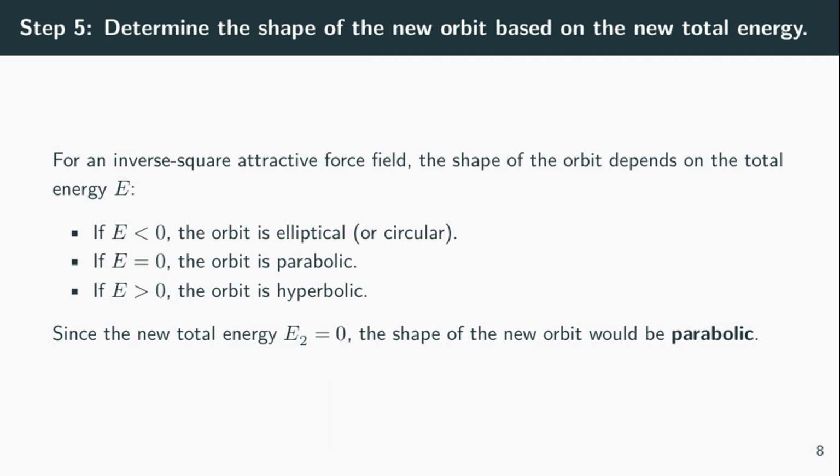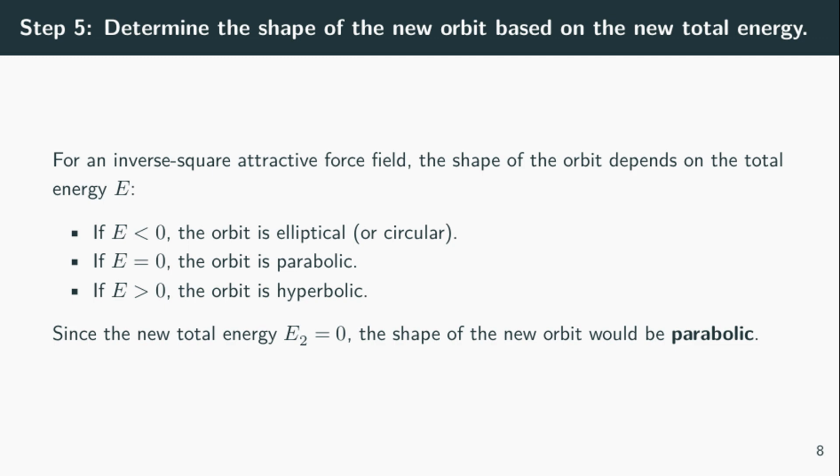Finally, step 5. Determine the shape of the new orbit based on this new total energy. For an inverse square attractive force field, like the new one, F prime vector is still proportional to 1 over r squared. The shape of the resulting orbit is completely determined by its total energy, E. Here's the rule. If the total energy E is less than 0, the orbit is elliptical. A circle is a special case of an ellipse. If the total energy E is exactly equal to 0, the orbit is parabolic. And if the total energy E is greater than 0, the orbit is hyperbolic.